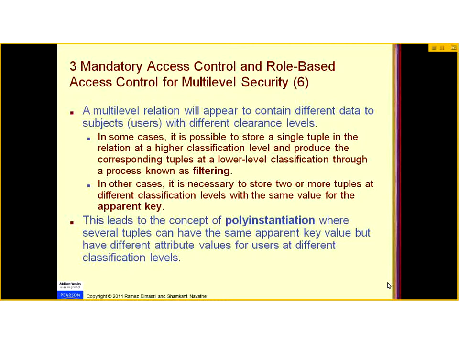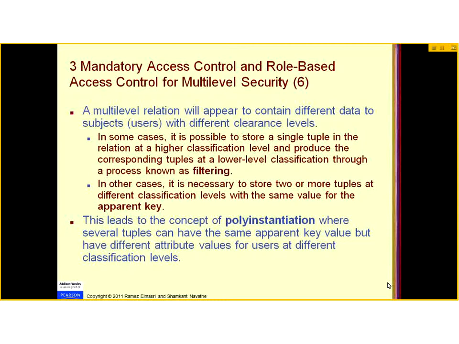In a multi-level relation, it appears the multi-level relation contains different data for subjects or users with different clearance levels. In some cases, it is possible to store a single tuple in a relation at a higher classification level and to produce the corresponding tuple at a lower classification level as well. This process is called filtering.